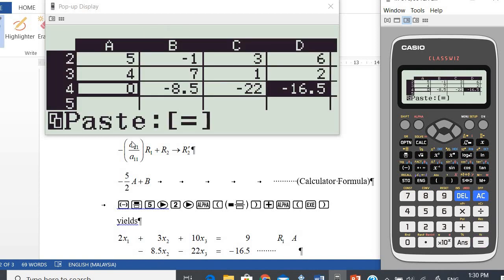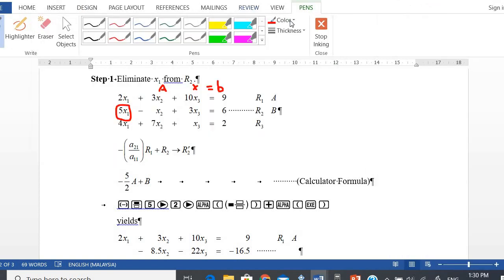Okay, you can check. The result of row 4 is after eliminating x1 from row 2. So you get 0, negative 8.5, negative 22, negative 16.5.